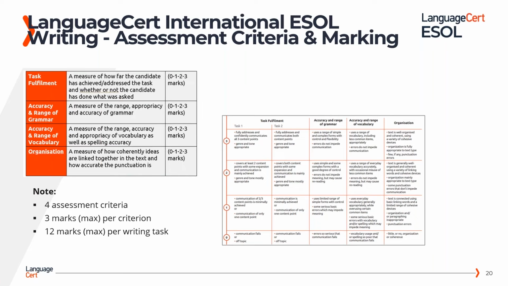Candidates are awarded a maximum of 3 marks per criterion, 3 being the best score and 0 being the lowest. The maximum score candidates can get is 12 marks per writing task. On the right, you can see the mark scheme that the assessor will use to evaluate the candidate's response.